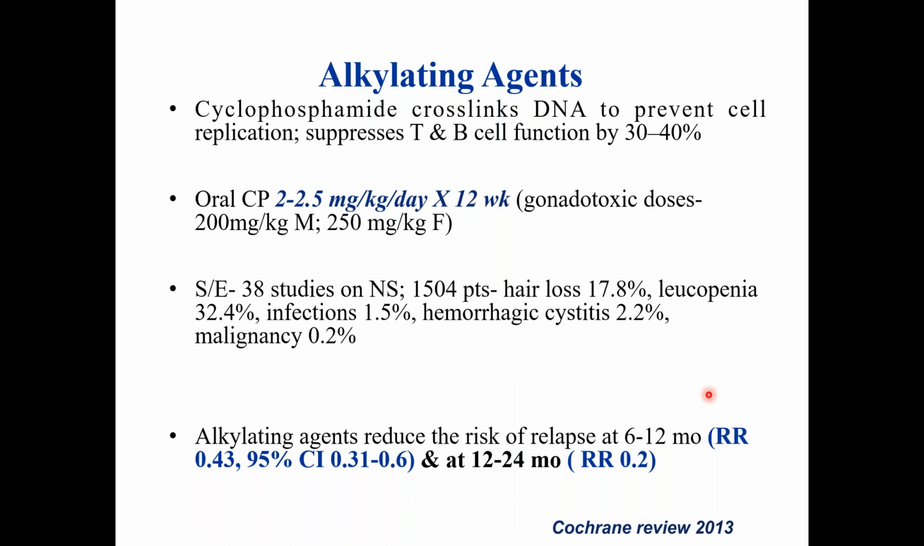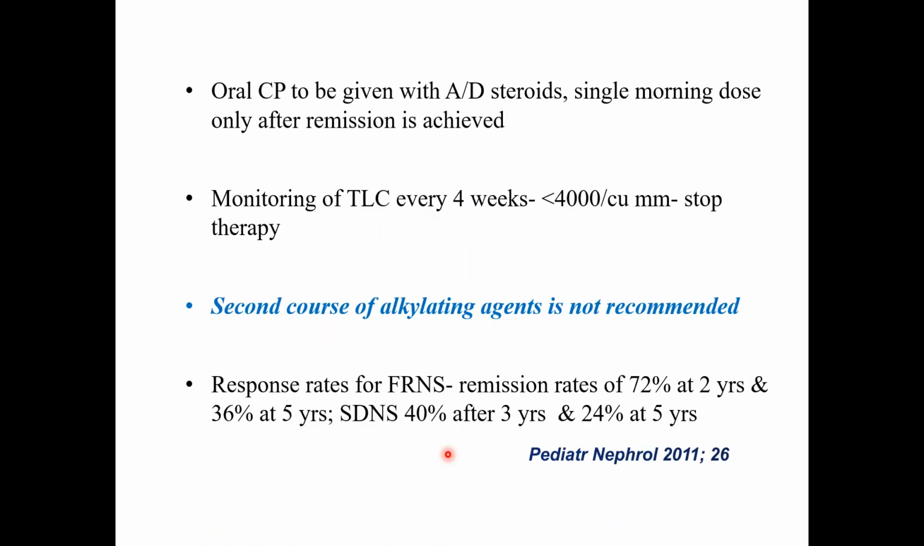Alkylating agents can maintain remission for prolonged periods of 2 to 5 years. So for the first 2 years, it is less likely that most of these patients will again have a relapse. But beyond 2 years, yes, they again start relapsing, and then you'll have to treat each of these relapses with the standard therapy of steroids.